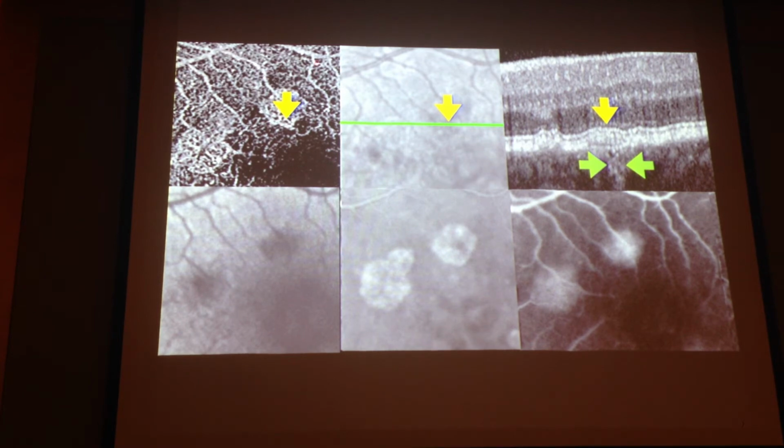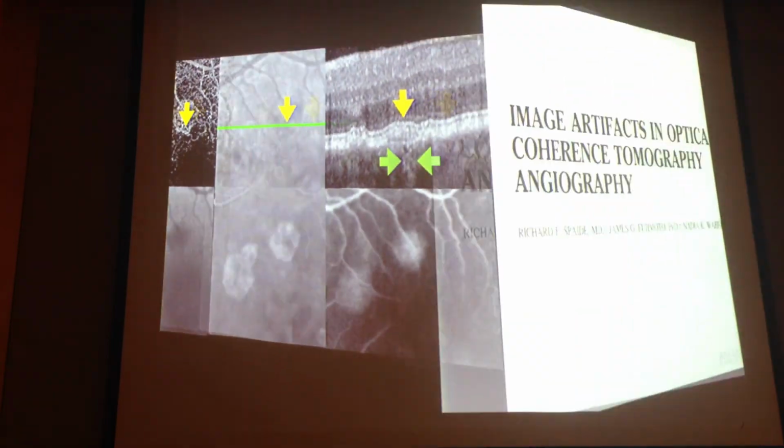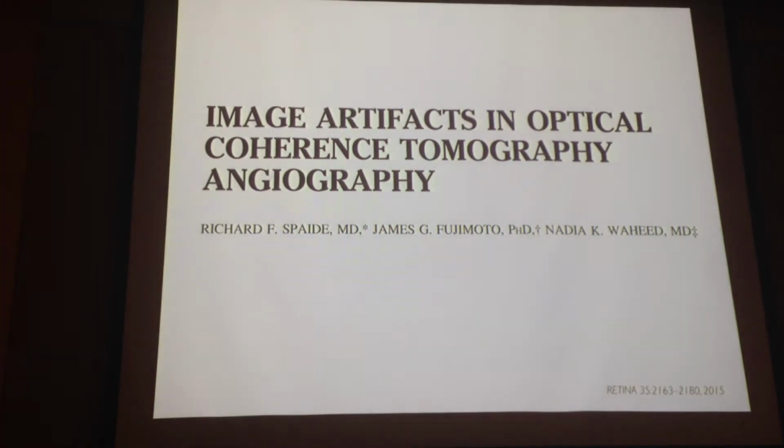So it's dangerous to see just one type of imaging. And you see, just by adding the autofluorescence, you were able to better understand what those two little round shapes were, a quite nice net, but in fact a normal choriocapillaris. And if you want to look at the other artifacts, in this paper by Rick Spaide, James Fujimoto, and Nadia Waheed, it's very, very nice, and you can actually get all the other things.